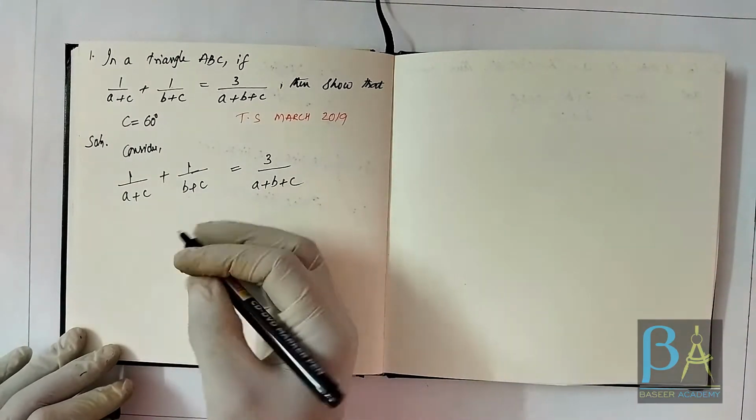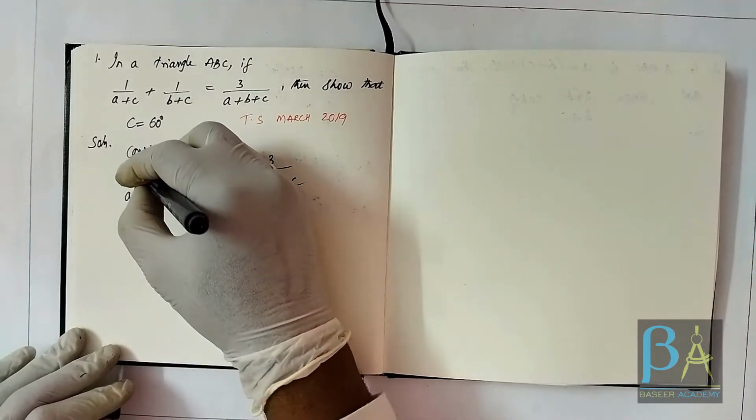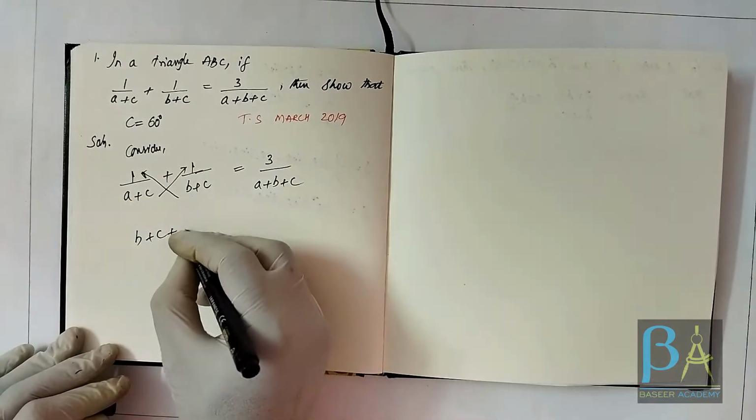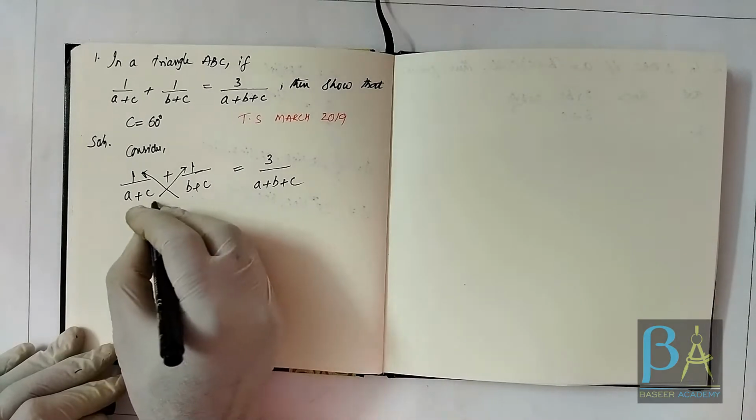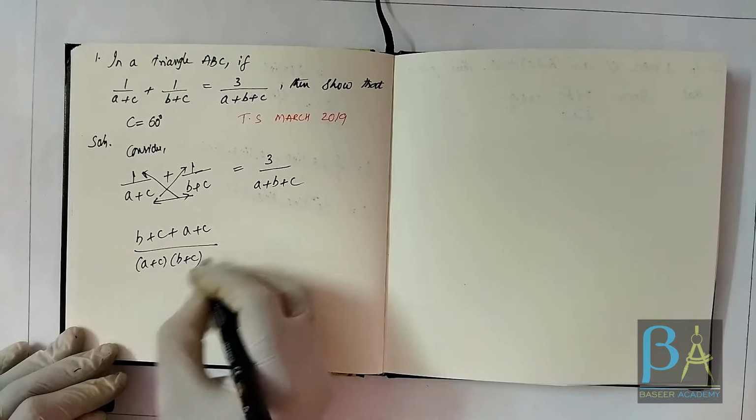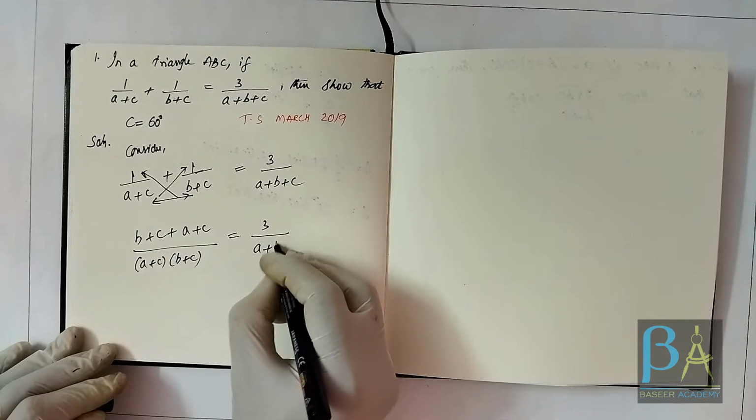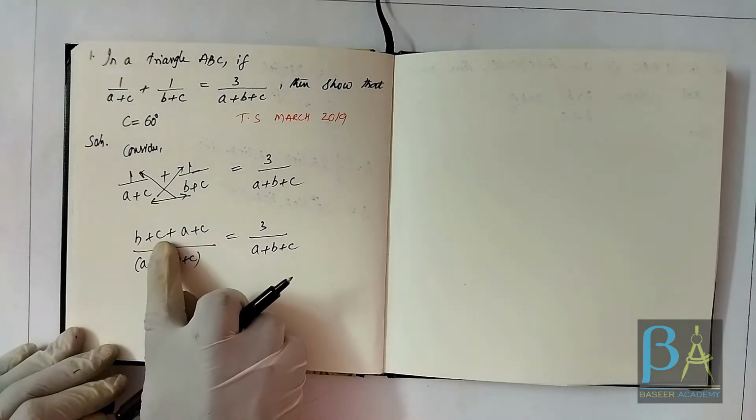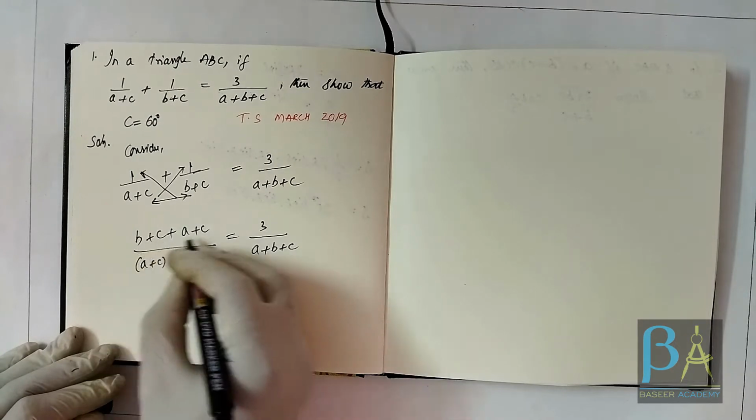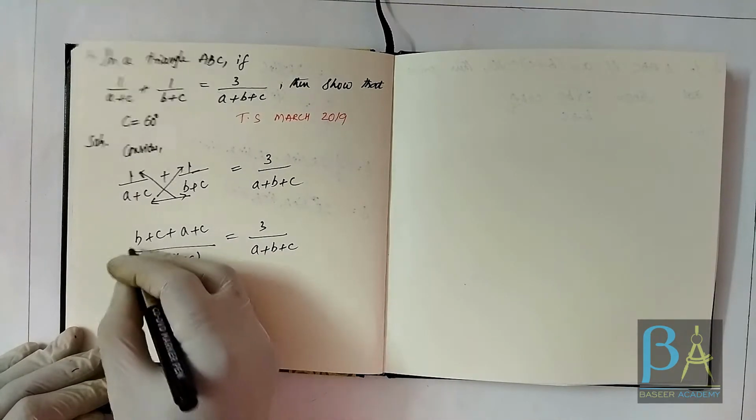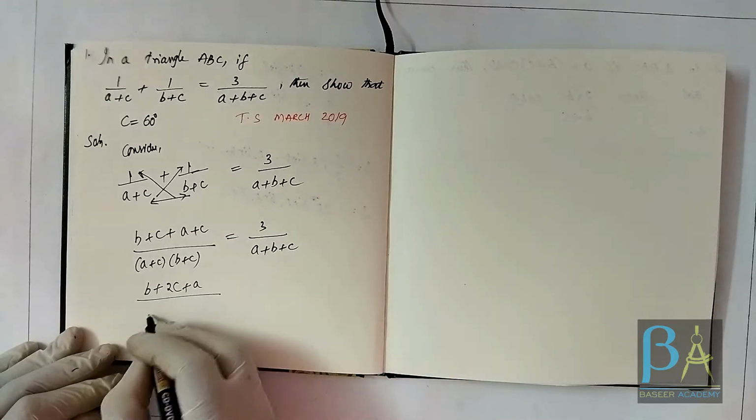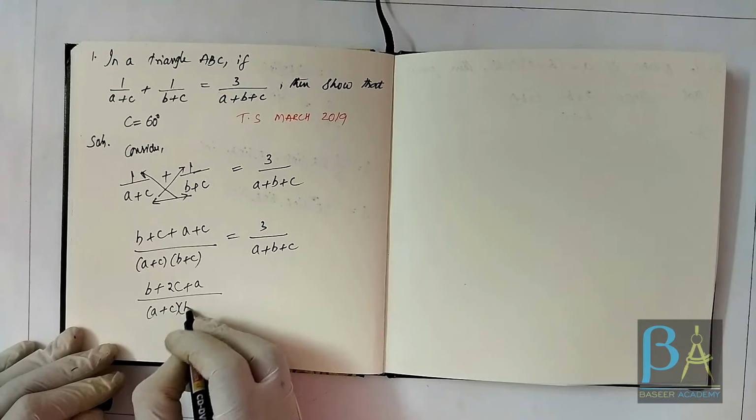You can add it by taking LCM, or you can just cross multiply, your wish. Now 1 into B plus C gives me B plus C itself, and then A plus C into 1 gives me A plus C. The two denominators obviously multiply each other, so A plus C into B plus C is equal to 3 by A plus B plus C. Now this C and this C, I can add them up, so this is going to be A plus B plus 2C. Everything else as it is, no changes whatsoever.